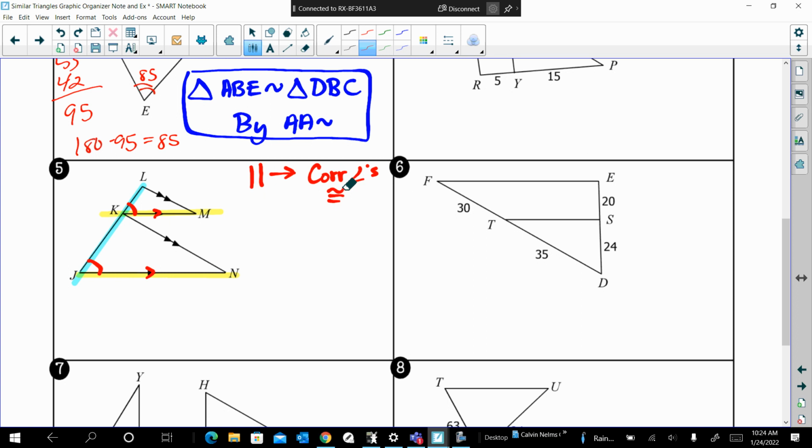Because we have parallel lines, then we have corresponding angles congruent. That's what I did on the first one, corresponding angles. They're both on the transversal. If parallel, then corresponding angles are congruent. All right, then I go to the next set of parallel lines. I'm just going to go with a different color. LM and KN.